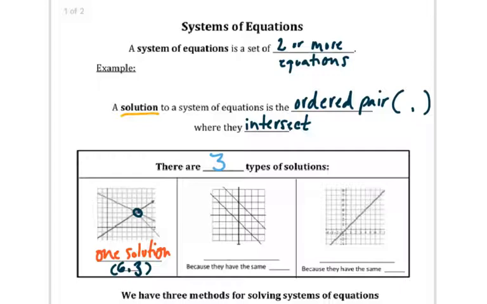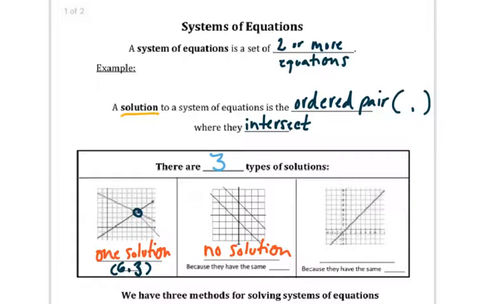That's called one solution. The next thing that could happen is you graph a line and then you graph another line and they never ever touch. They don't touch because they're parallel. Those are parallel lines. Because these never touch, there is no solution. There's no ordered pair that they would ever cross at.